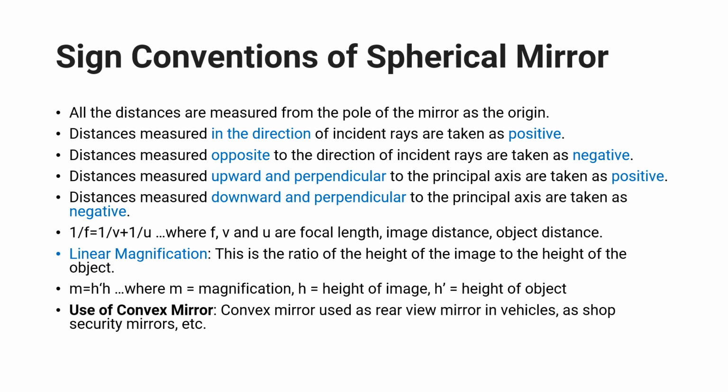1/f = 1/v + 1/u, where f, v and u are the focal length, image distance and object distance.